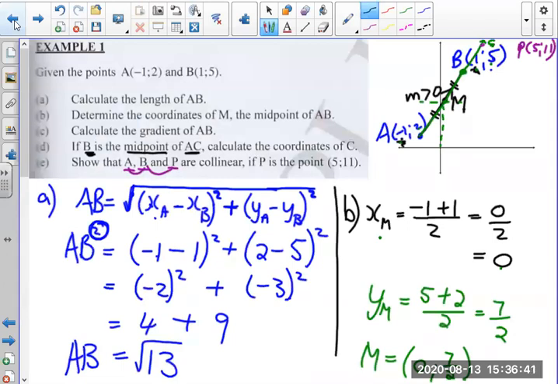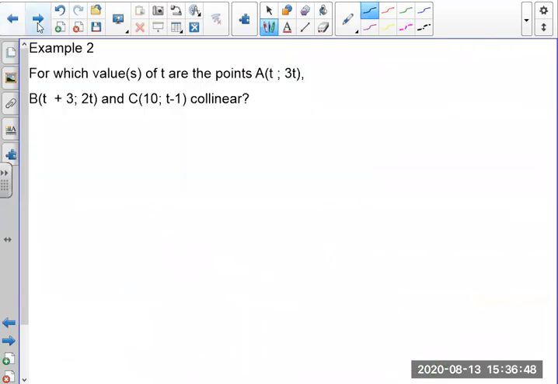The previous question is show that the points are collinear. So you calculated the two gradients and they were supposed to be the same. Now they say calculate the value of t so that the points are collinear. So what are you going to do? You're going to calculate the gradient of AB, and you're going to calculate the gradient of, say, BC, and you're going to equate the two gradients. So let's calculate the gradients.